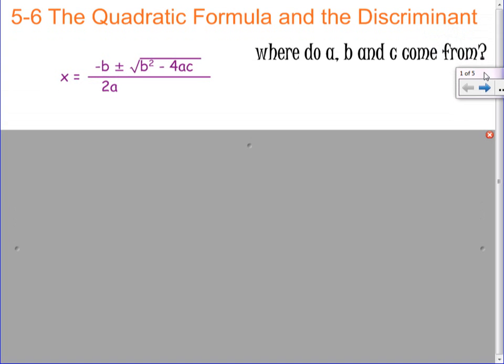Okay, so this is our last way to solve for x in parabolas. We've learned factoring. We also looked at completing the square, and we have the quadratic formula. So you have seen this before. I know you have in Algebra 1.